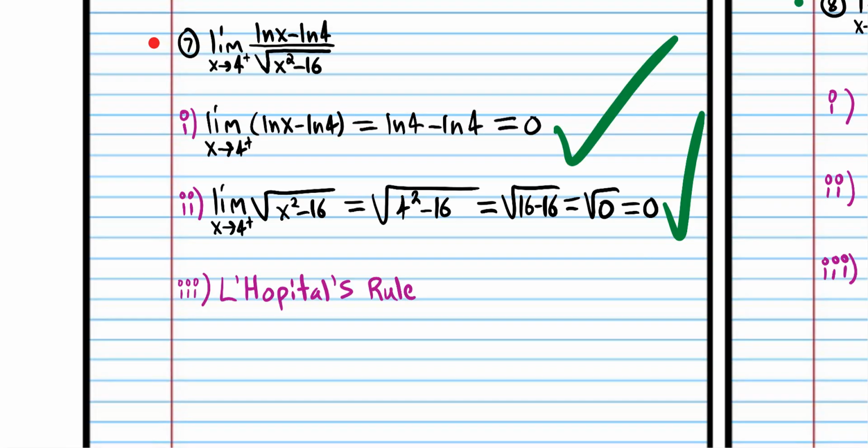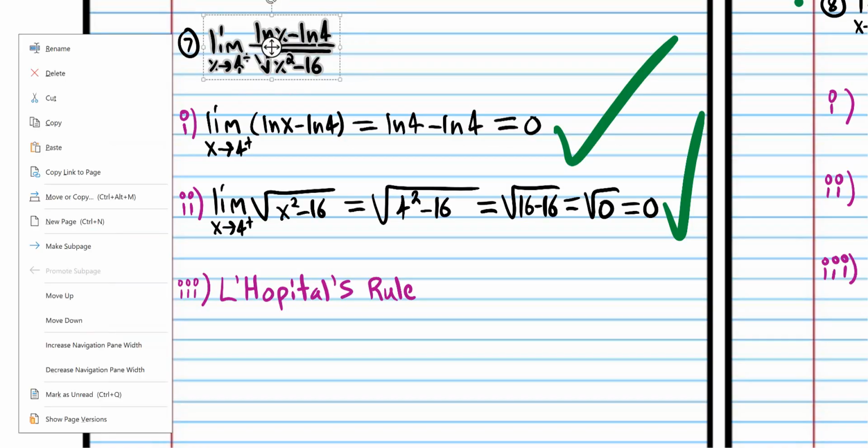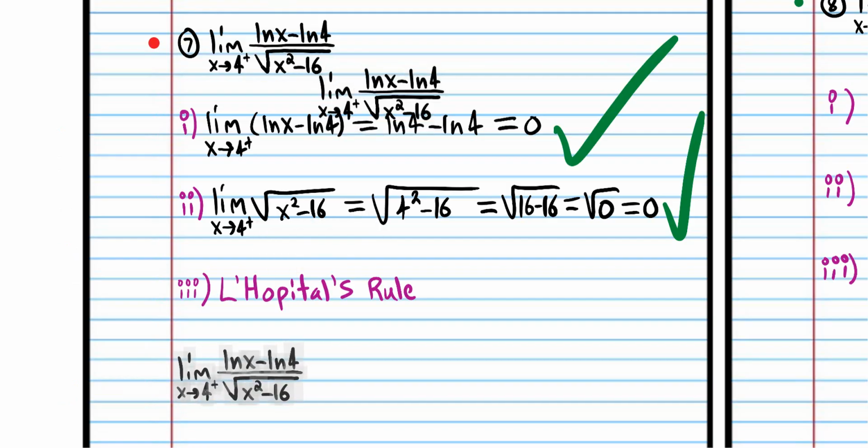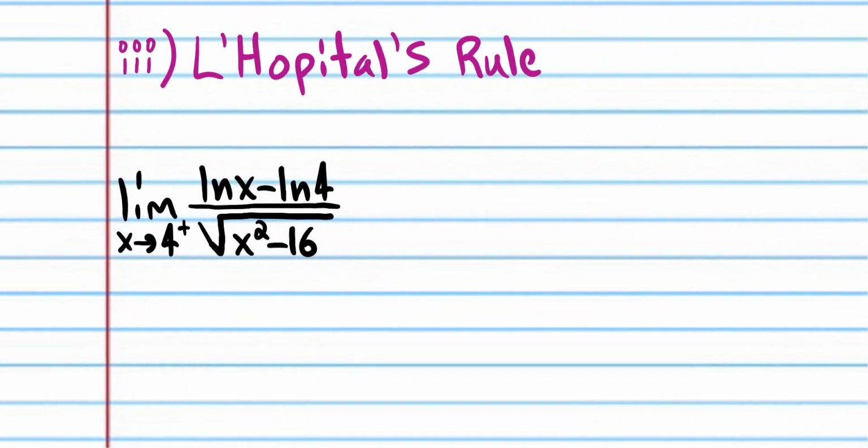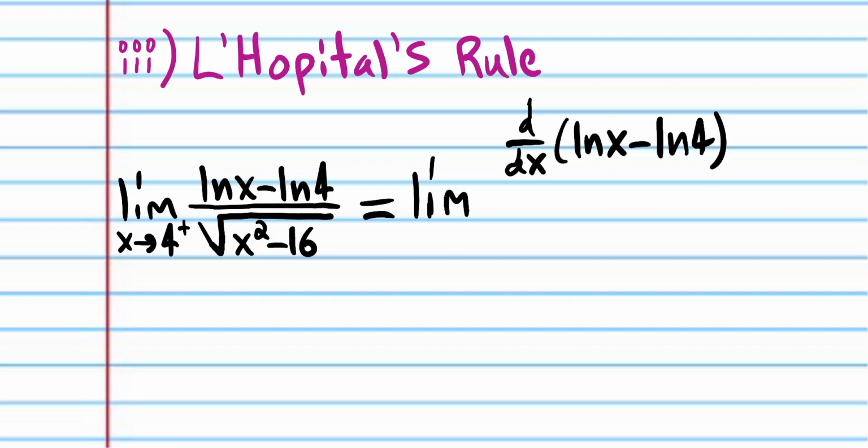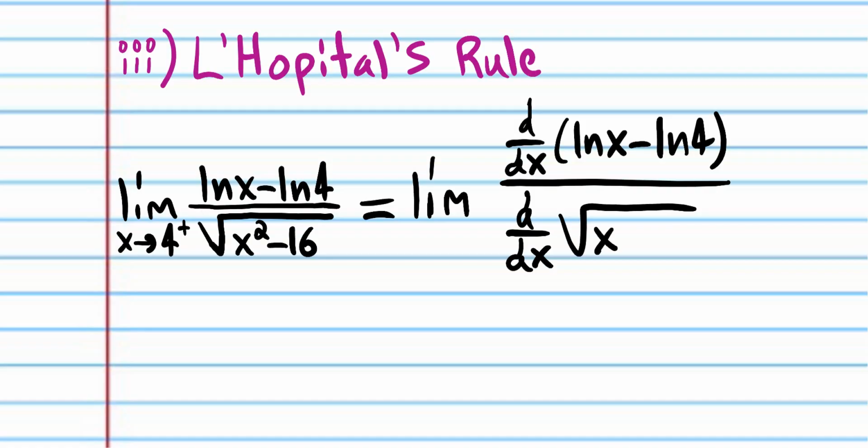Okay, so I'm going to copy this expression and bring it down. And L'Hopital's rule tells us that the limit of the expression as x approaches 4 from the right is equal to the limit of the derivative of the numerator divided by the derivative of the denominator as x approaches 4 from the right.